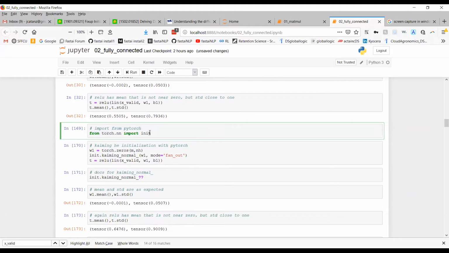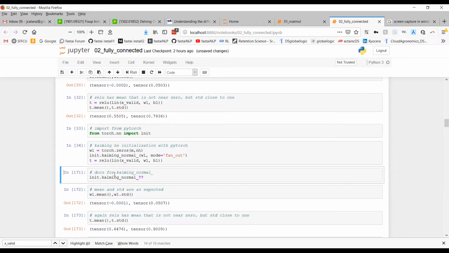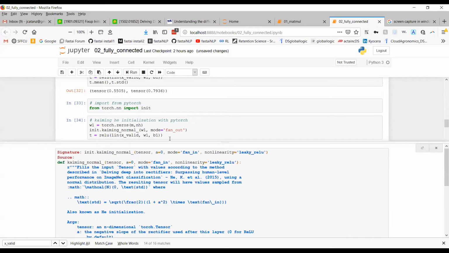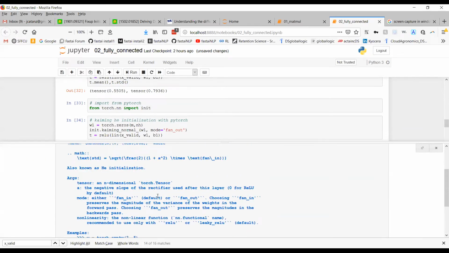Now, since we've implemented it ourselves, we're allowed to use it from PyTorch. So we're going to import the init part from the neural networks part of PyTorch, and it has its own special function for initializing called init.kaiming_normal, and then it does that. And he shows you how you can actually see what's in the function and so on. You can understand what fan in means and so on. So you can actually look at that.